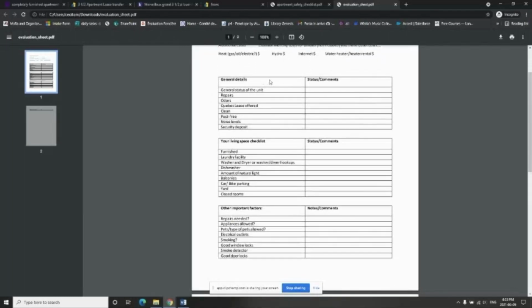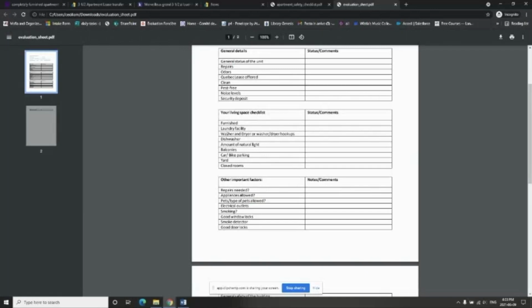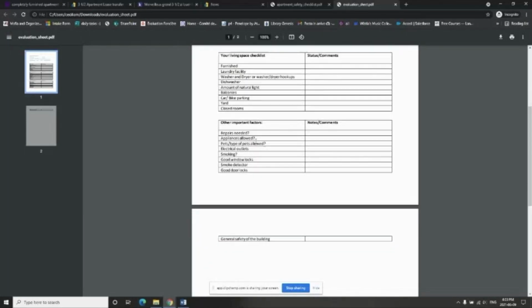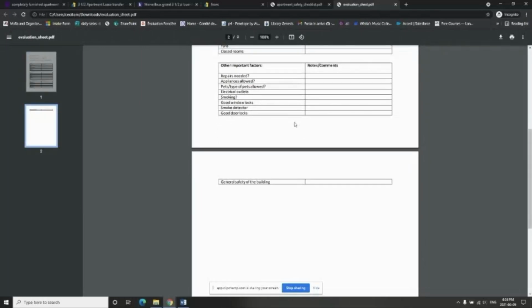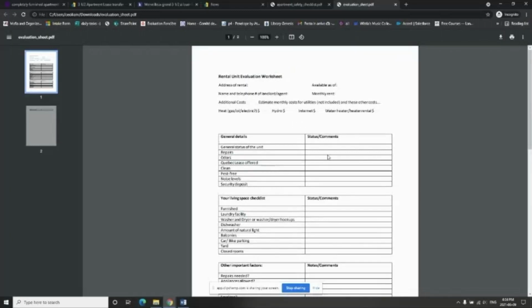And then you go from general details such as the general status of the unit, to the cleanliness, if it's pest-free, noise levels, the living space checklist. So again, is it furnished, washer and dryer, or if there's the hookups for that, dishwasher, these kind of things that might be important for you to have, or at least to know if they are present or not. And other important factors, such as repairs needed, any appliances allowed, if pets are allowed, and any other important information for you to take the best decision regarding an apartment.